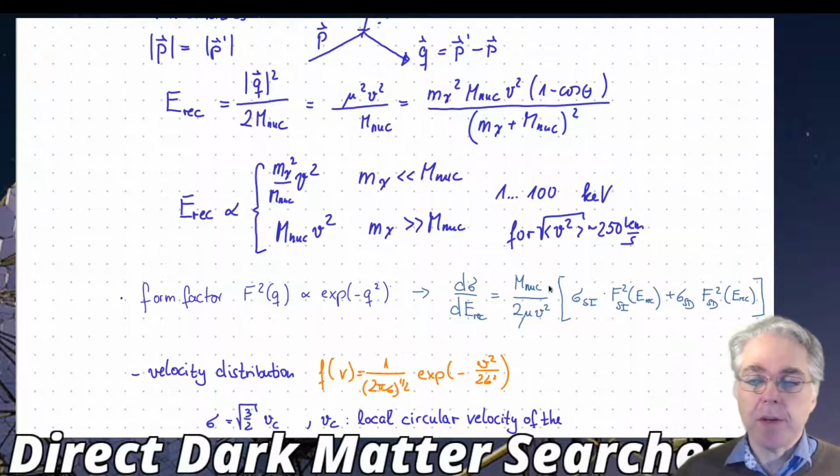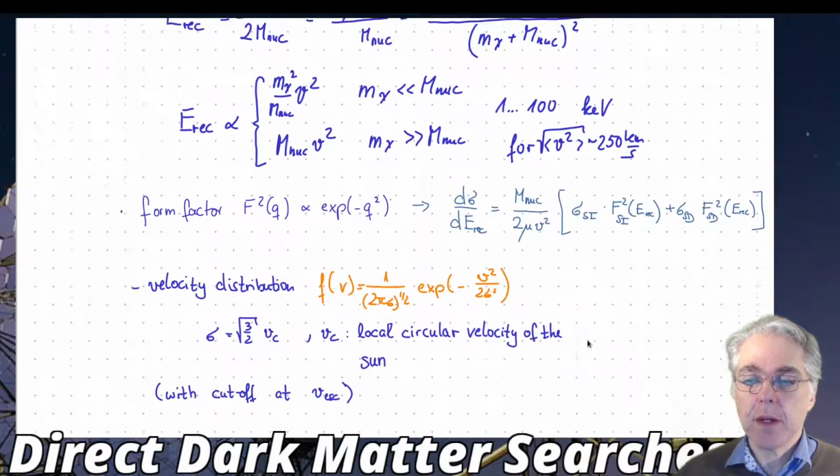And then you've got a kinematic prefactor. So this is the differential cross-section per recoil energy.